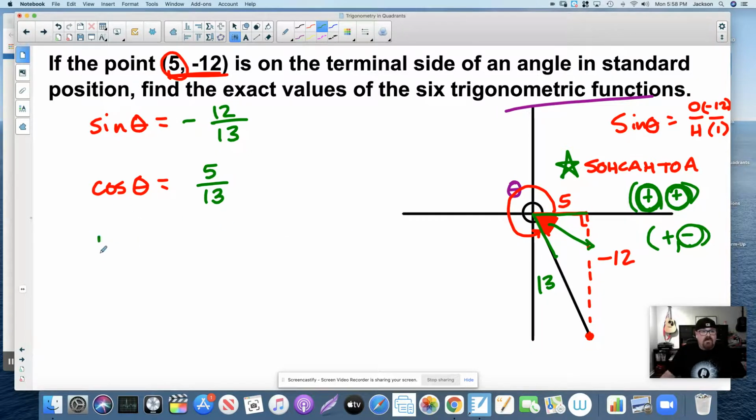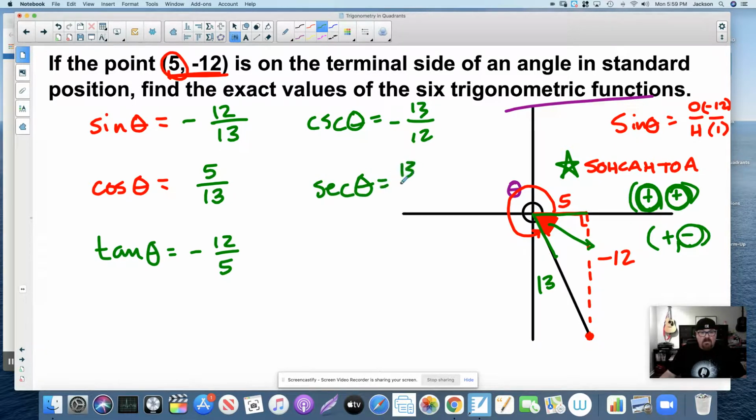And then we have, I'm not going to change colors anymore. I'm just going to stay green if that's okay with you guys. We have tangent of this angle is the opposite side over the adjacent side. And then our reciprocal functions. We just flip all these over, right? Negative 13 over 12, 13 over 5, and negative 5 over 12. So here are the 6 trigonometric functions for this.